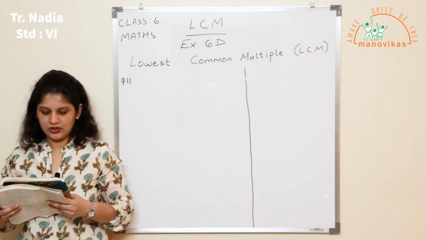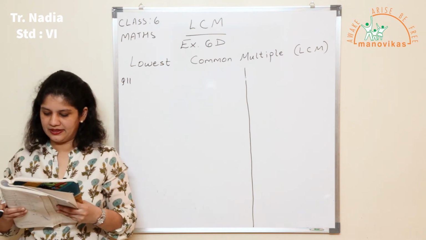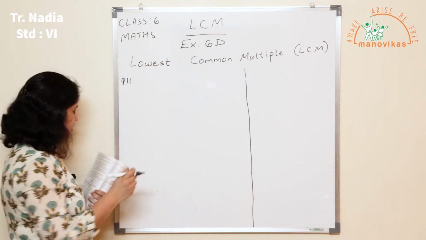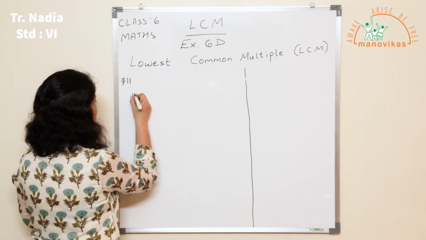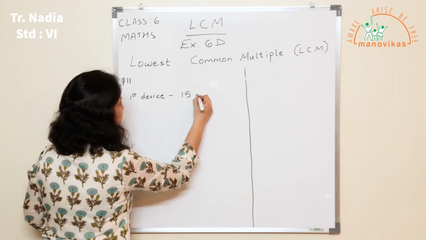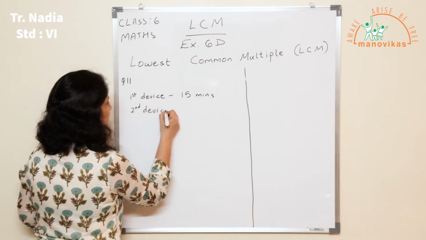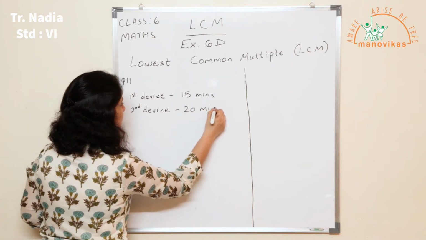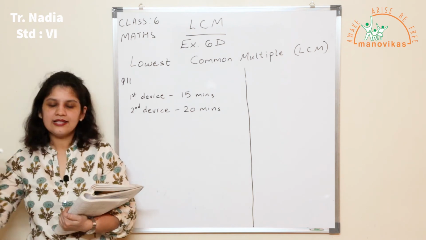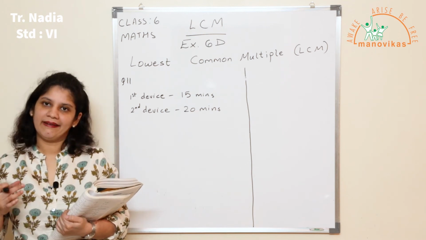Question 11 is a similar question. An electronic device makes a beep after every 15 minutes. Another device makes a beep after every 20 minutes. Okay, so how will you solve it? This is your first device. This is making a beep after every 15 minutes. And your second device is making a beep after every 20 minutes. Now, these two devices beep together at 10 a.m. At what time will they beep again together?